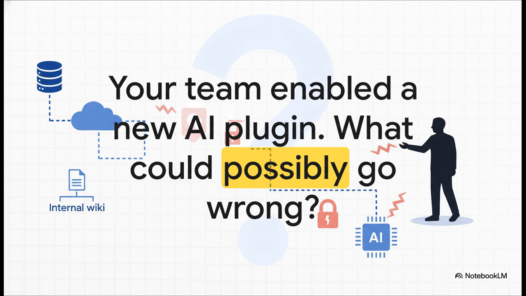So, picture this. Your team just rolled out a new AI plugin. Everyone's excited, productivity is soaring. Maybe it's hooked up to your database, your cloud storage, or even the company wiki. But if you're a security leader, your first thought should probably be, what did we just connect to what? And more importantly, how could an attacker abuse that connection?